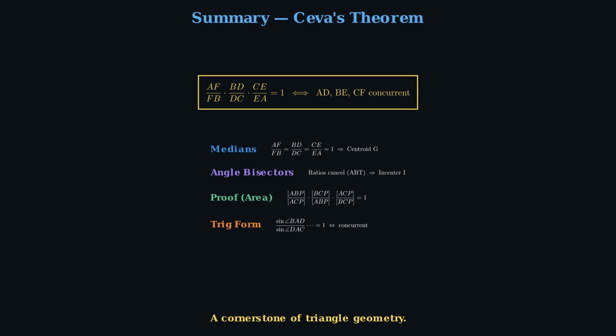The proof uses a beautiful area argument. Three colored triangles whose area ratios multiply and cancel perfectly. And the trig form replaces segment ratios with sine ratios for angle-based problems. Ceva's theorem is a cornerstone of triangle geometry.